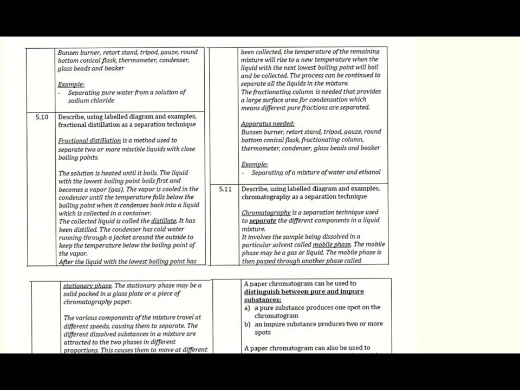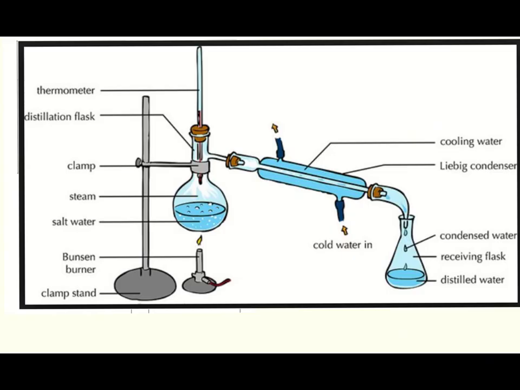The next method is fractional distillation. Let me first summarize quickly the simple distillation. This is a simple distillation apparatus. We put here salt water, Bunsen burner, retort stand. This is a retort stand and clamp, thermometer, condenser, and conical flask. And this one is round bottom flask. We put some glass beads inside here.